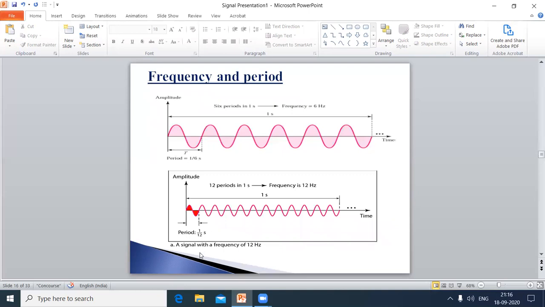A signal with frequency 12 means 12 periods pass from 0 to 1 second. You count 1, 2, 3, 4, 5, 6, 7, 8, 9, 10, 11, 12. That means 12 periods in 1 second is called frequency. So the frequency is 12 hertz.